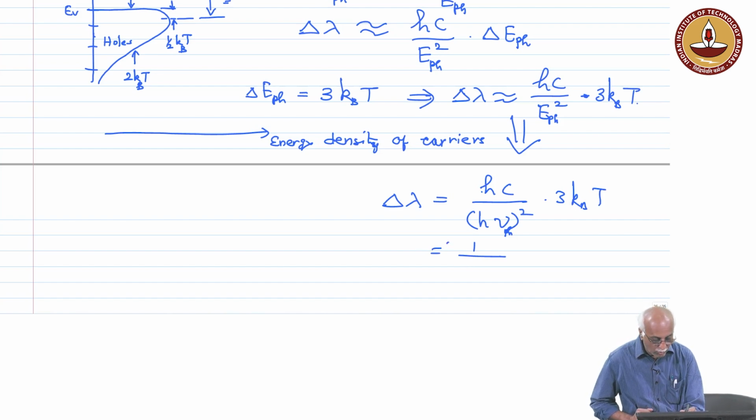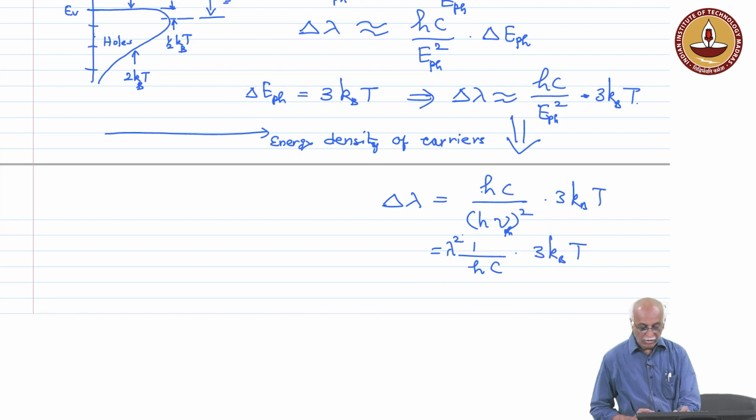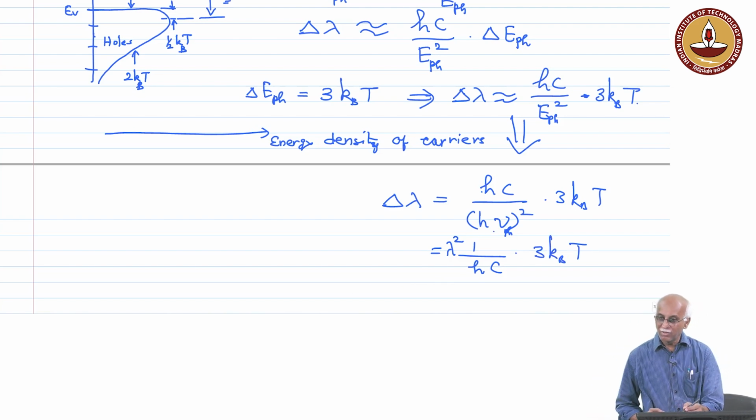So this is equal to lambda squared, one upon h c, into 3 k_B T, and this can also be represented this way, because nu is equal to c by lambda. By substituting c by nu as lambda, one c will get cancelled, and accordingly we will get this: delta lambda equals lambda squared over h c times 3 k_B T.